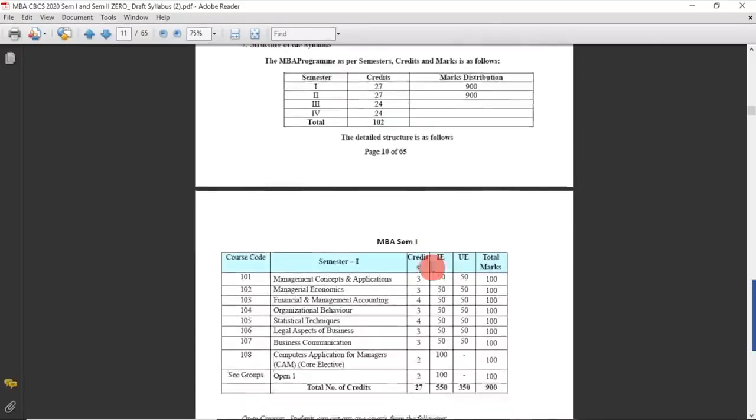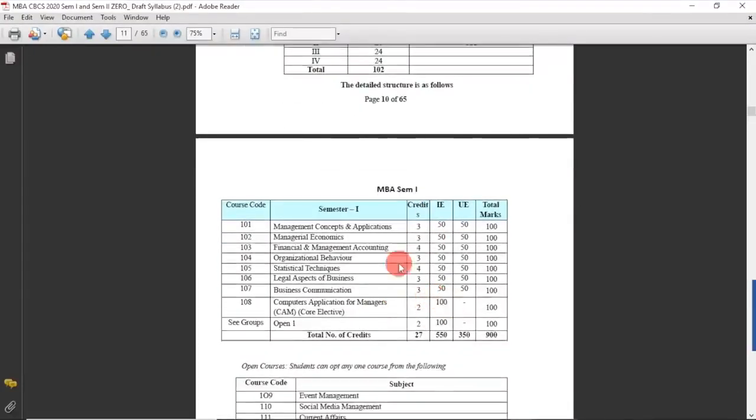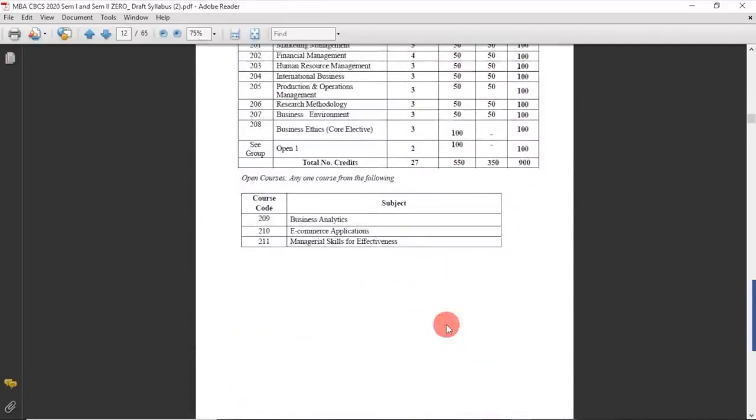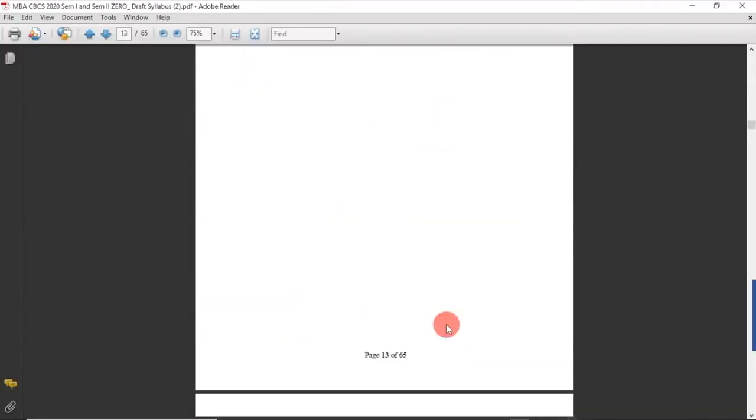What is the distribution of the credits semester wise? What is the component of the university exam? What is the component of the internal exams? All this has been given. Right, so this is how the structure has been given.